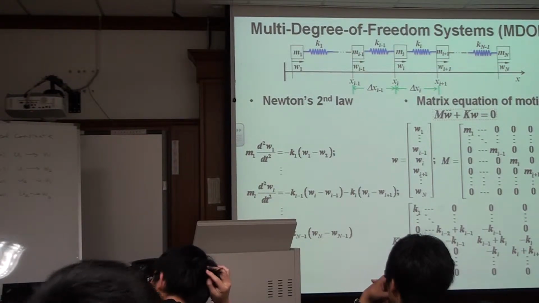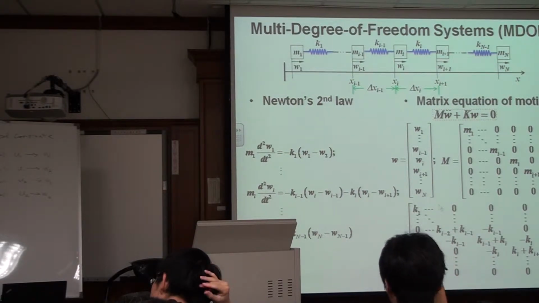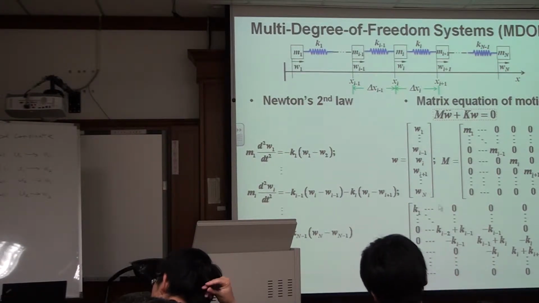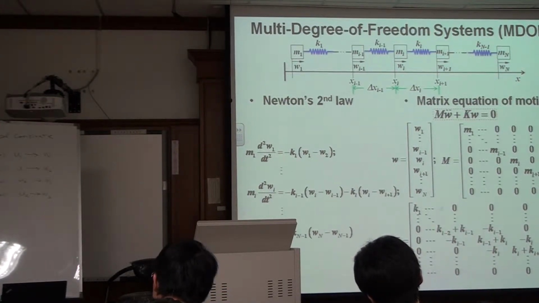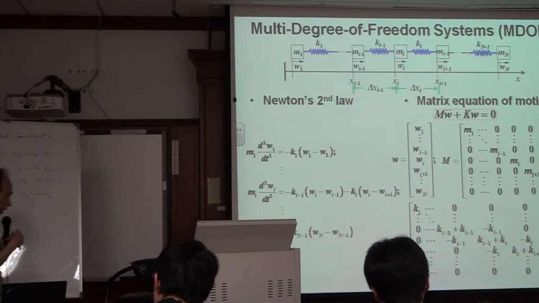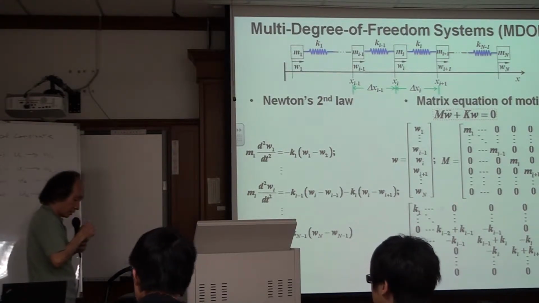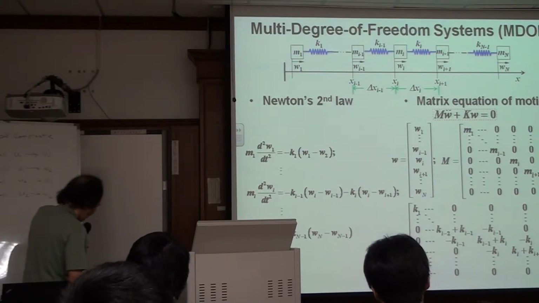The stiffness matrix. The stiffness matrix is a banded matrix. That means most of the elements are zero except the diagonal elements and the next to the diagonal elements.